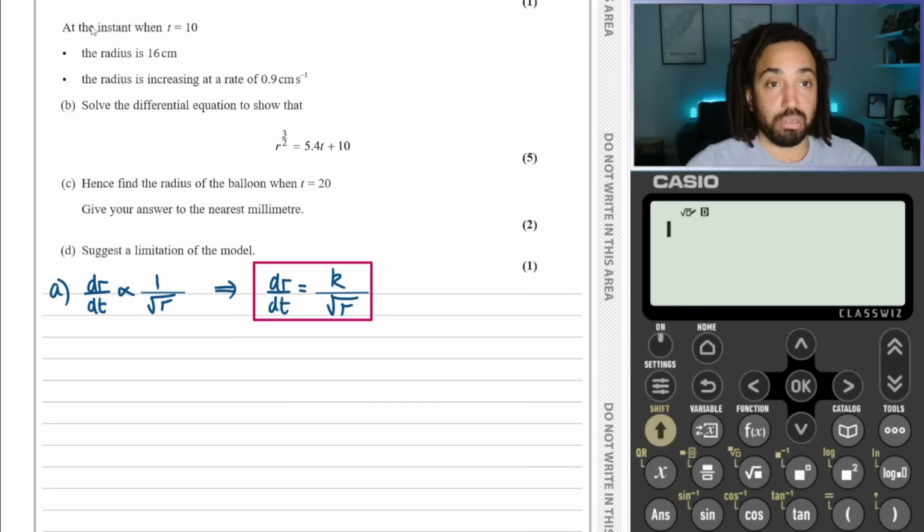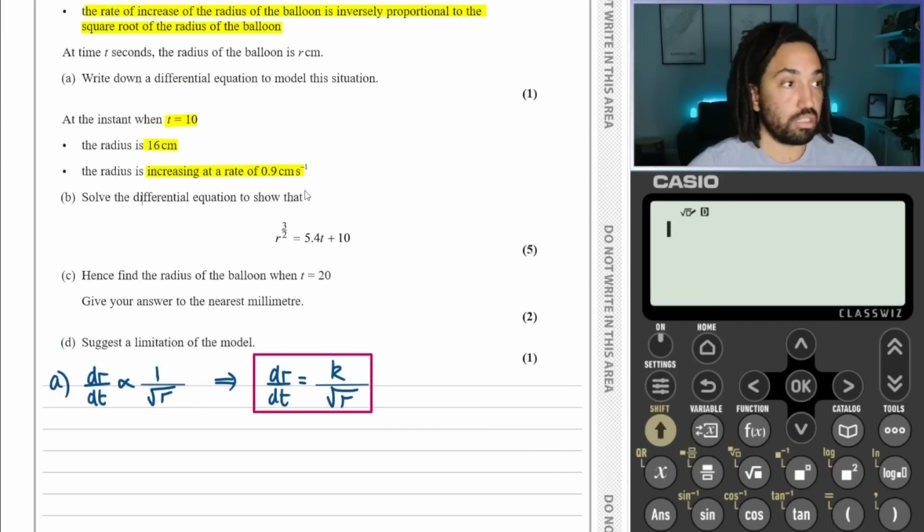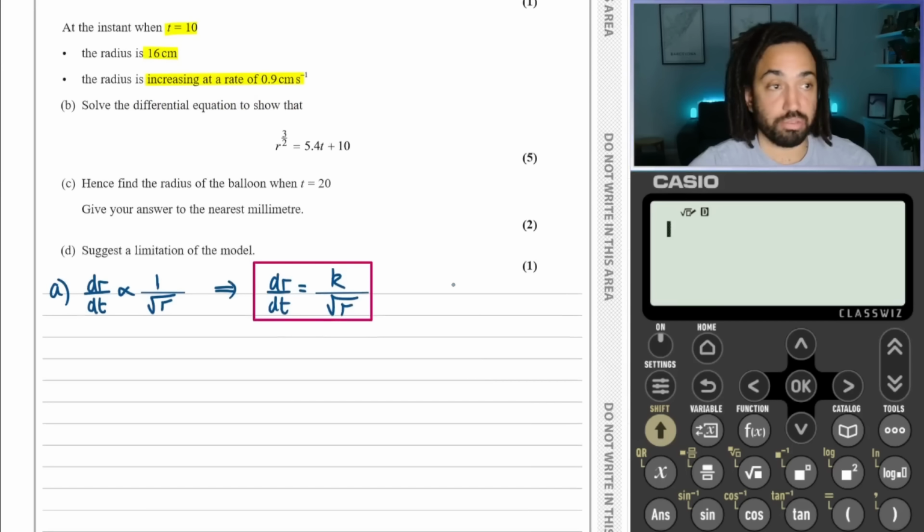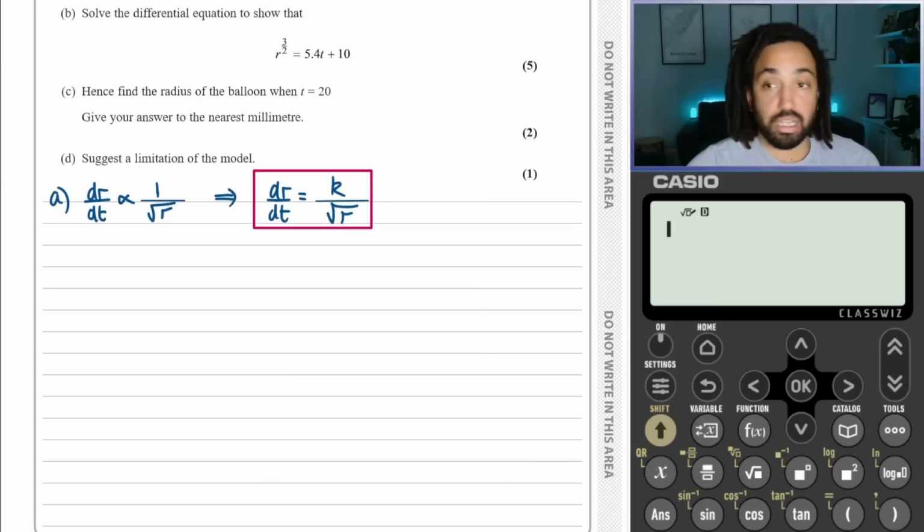Okay, the next part says at the instant when t is equal to 10, the radius is 16 and the radius is increasing at a rate of 1.9 centimeters per second. Just double check that the units are in seconds and r is in centimeters, in case they pull a fast one there, but you never know. Always double check the units before you start. Okay, so solve the differential equation.